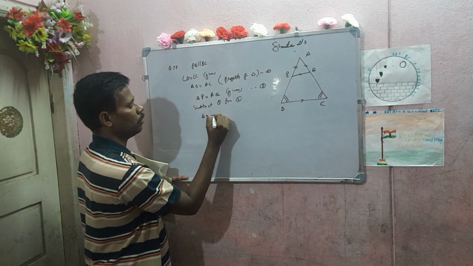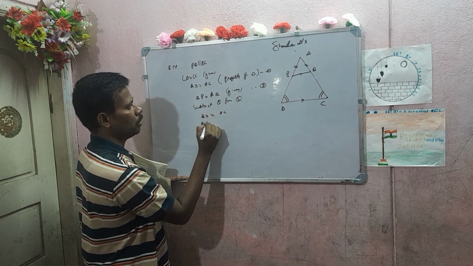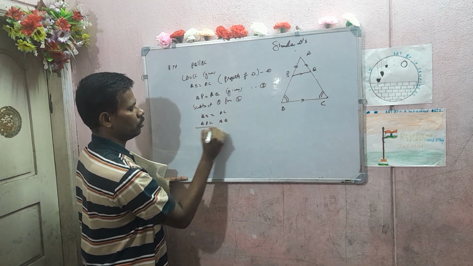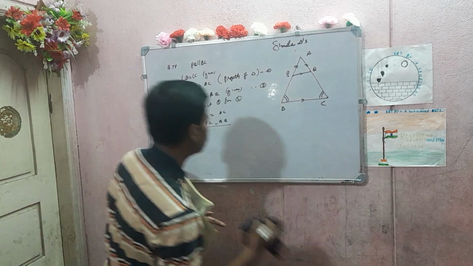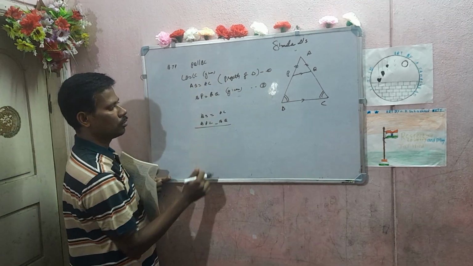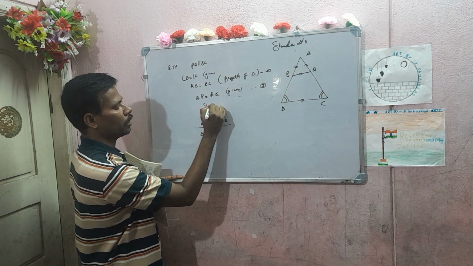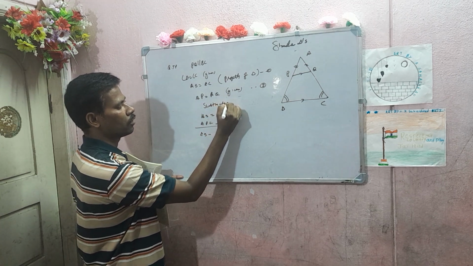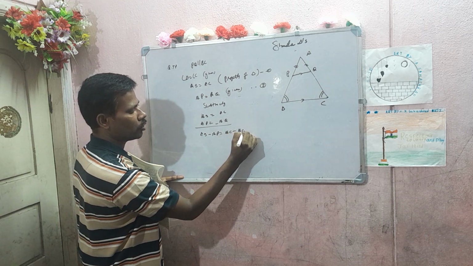So AB is equal to AC, and AP is equal to AQ. Subtracting, what will we get? AB minus AP is equal to AC minus AQ.